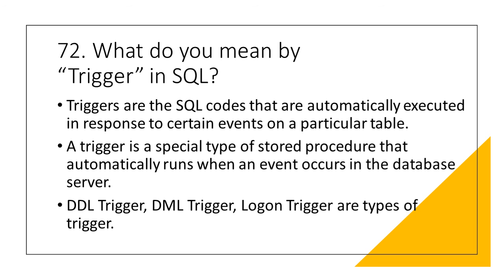What do you mean by trigger in SQL? Triggers are SQL code that is automatically executed in response to certain events on a particular table. A trigger is a special type of stored procedure that automatically runs when an event occurs in the database server. DDL trigger, DML trigger, and logon trigger are types of triggers.